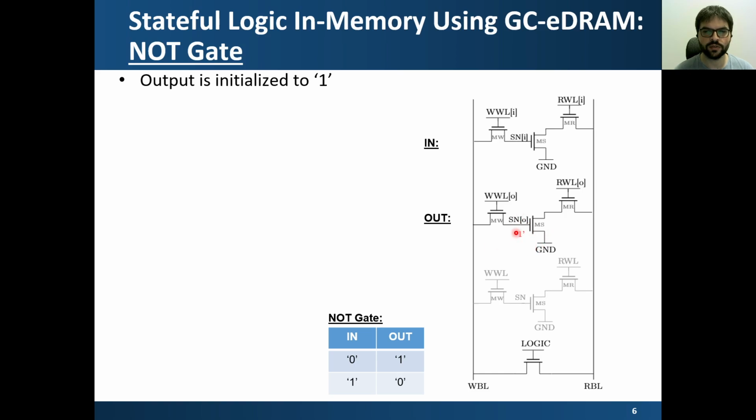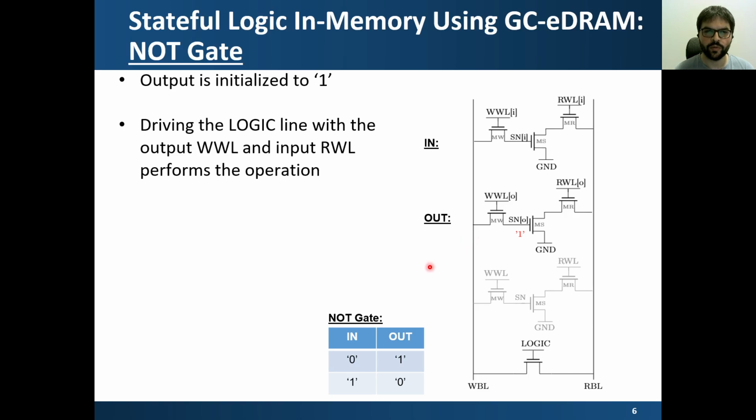Basically, we charge the storage node. And then we perform the logic operation by driving the logic control signal to make this transistor conduct between the write bit line and the read bit line, and also open the transistor of the output by driving the write word line of the output, and the read word line for the input.